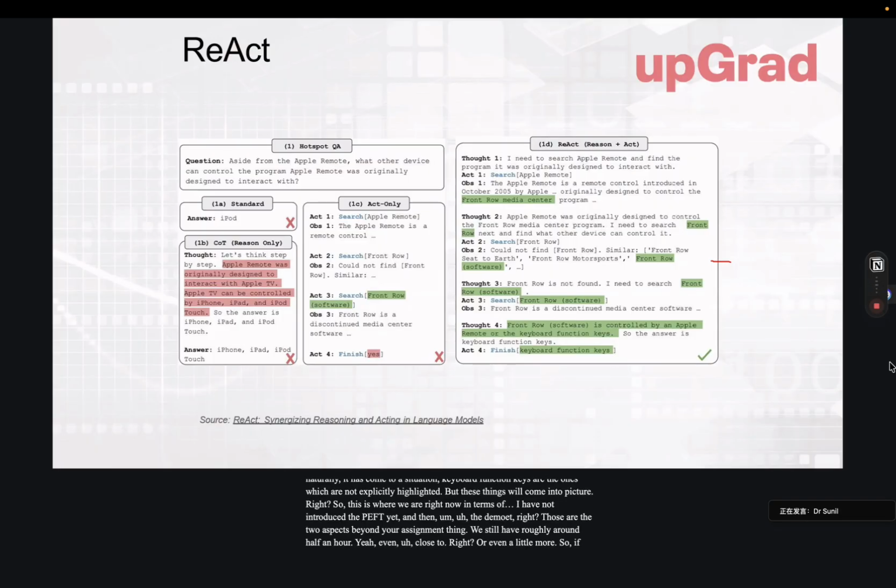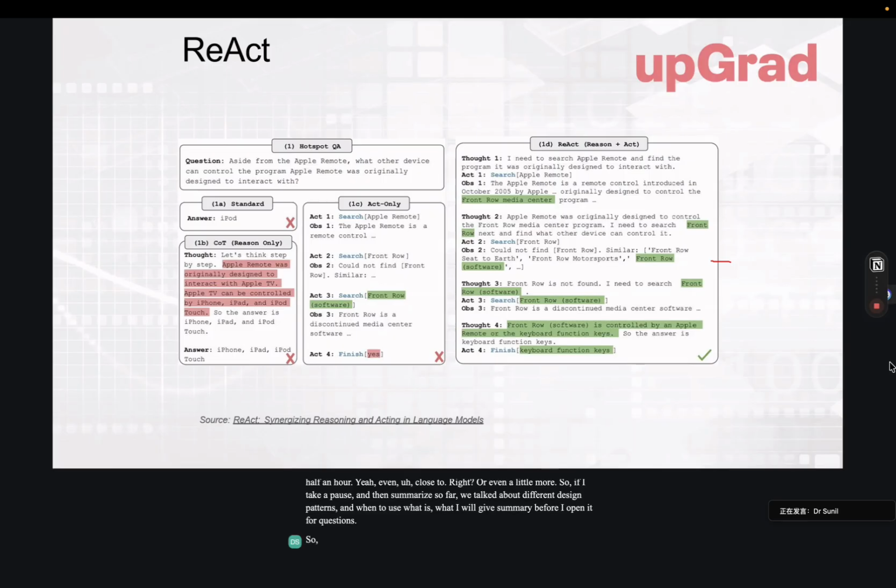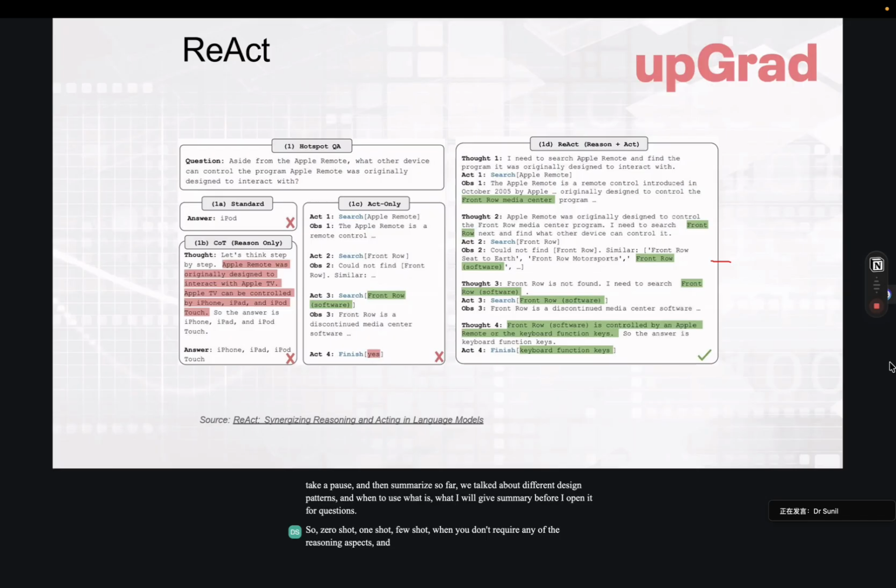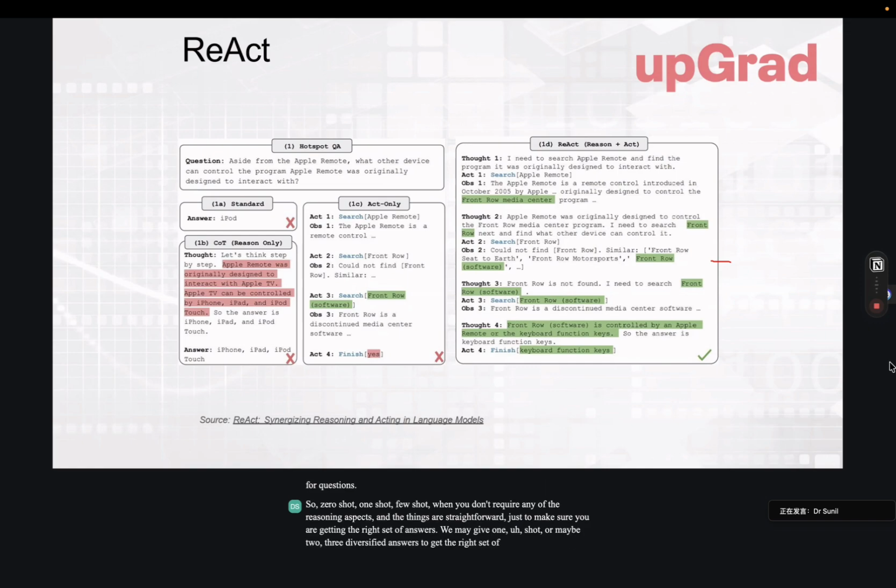If I take a pause and summarize so far, we talked about different design patterns and when to use what. I will give a summary before I open for questions. Zero shot, one shot, few shot are for when you don't require any reasoning and things are straightforward. Just to make sure you are getting the right answers, you may give one shot or maybe two or three diversified examples.